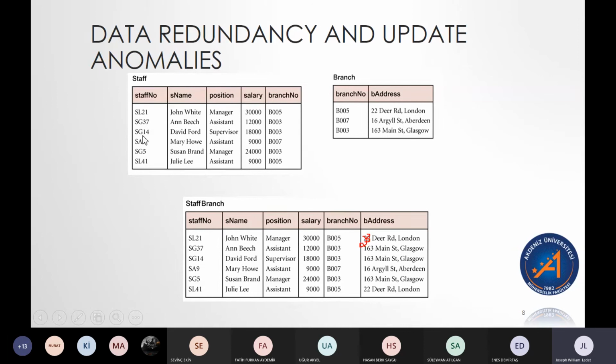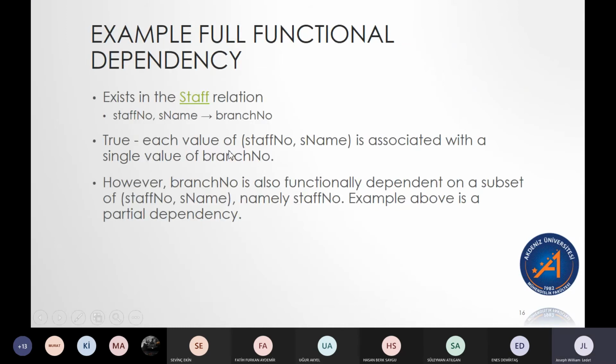Now remember, just because there's duplicates over here, that's okay. In a functional dependency, we're just saying that anytime we see SL21 John White, we see B005, no matter where it appears. Each value of the combination is associated with a single value of branch.